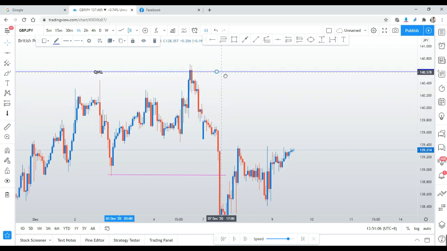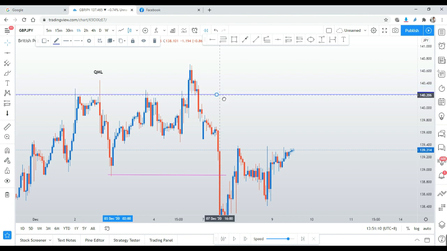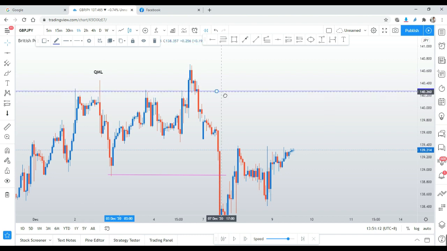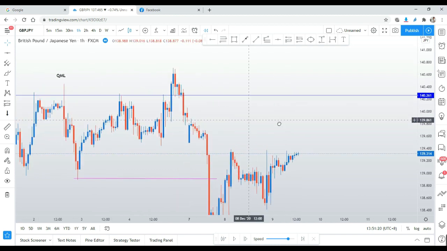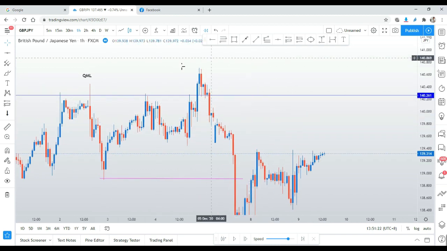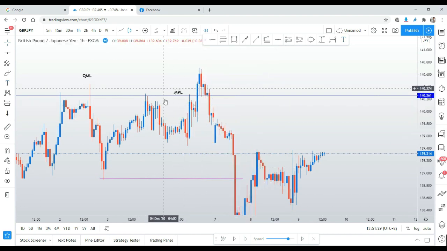So first of all, let's drag this horizontal line, and this is where I see a lot of rejection. A lot of rejection. You can see that there is rejection all the way. All right, then next thing is that this is my MPL. Of course, I need to label it MPL. I need to see everything properly.